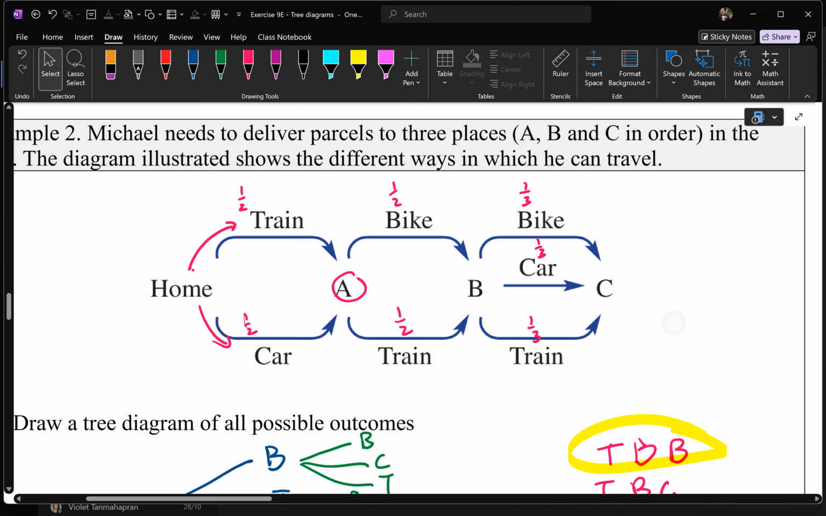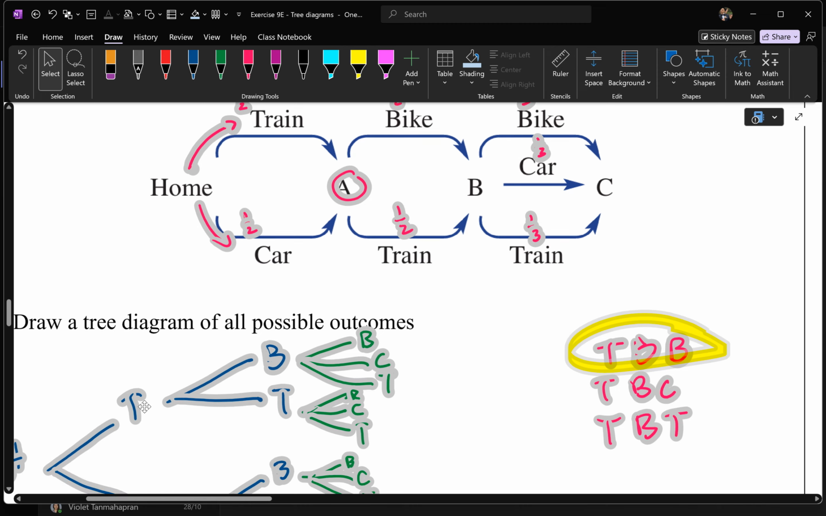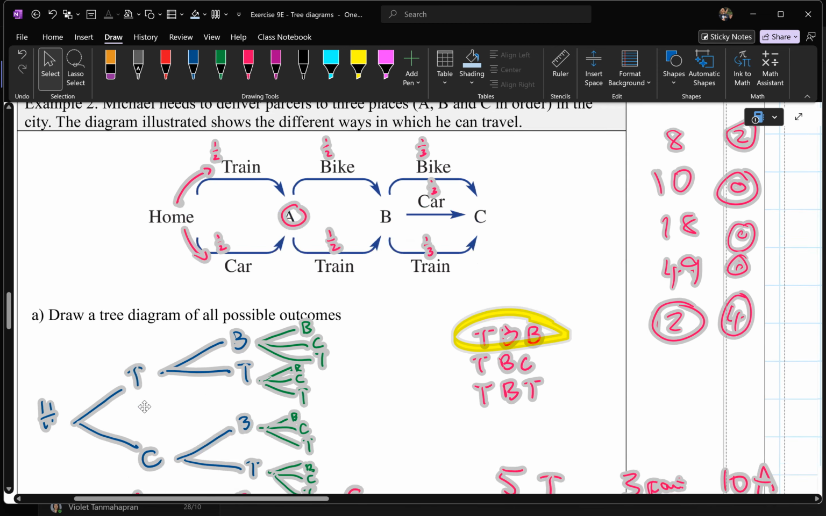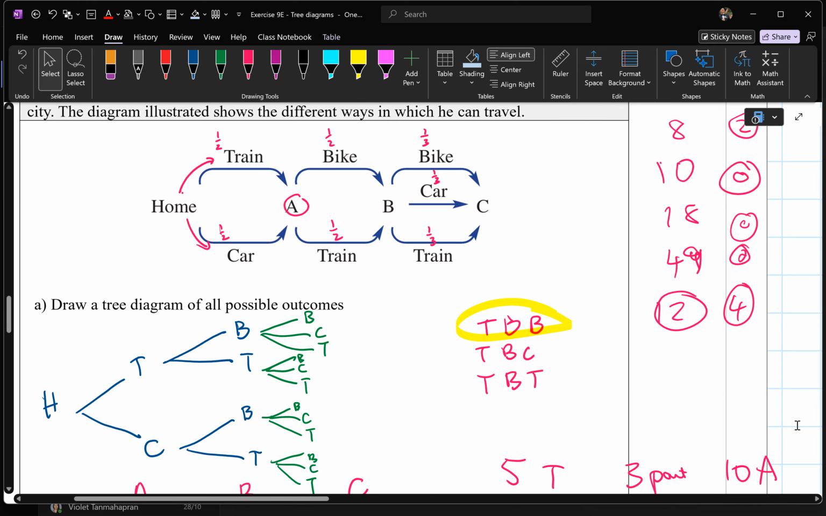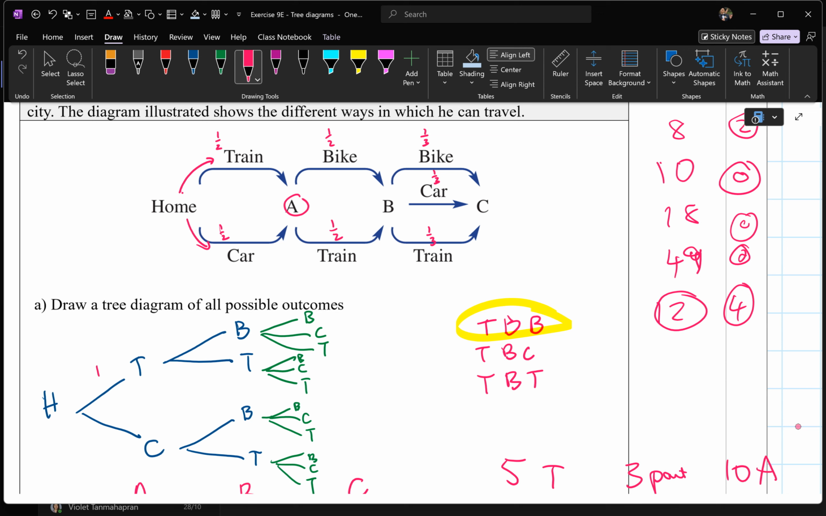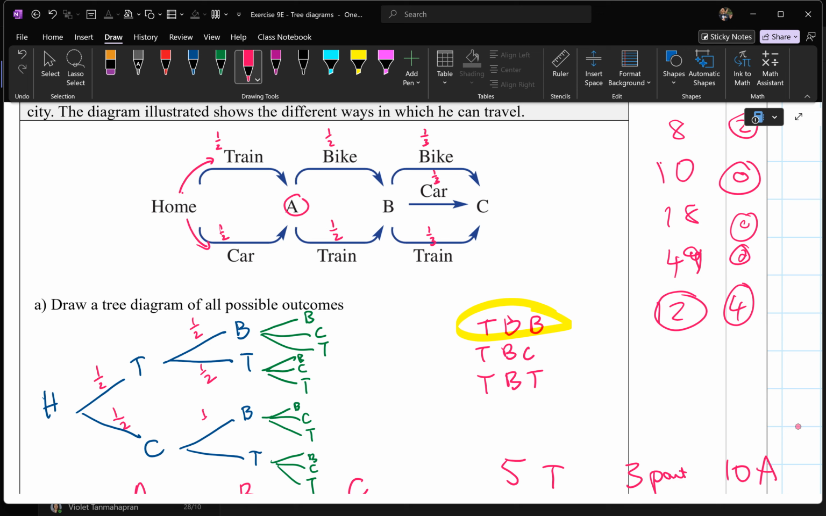So here, let's try this one. I'm just going to move my mouse down. In your tree diagram, I want you to fill in the numbers here. Here we go. Train was 1/2. This was also 1/2. This was 1/2. This was 1/2. And your last ones are all 1/3. So it's 1/3, 1/3, 1/3. We'll just leave it there for now.